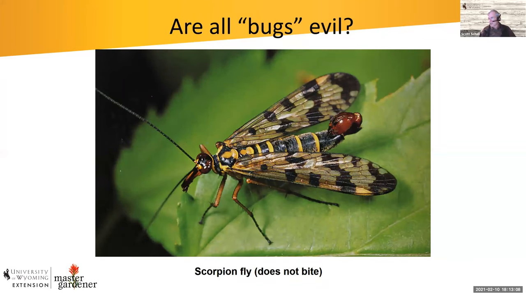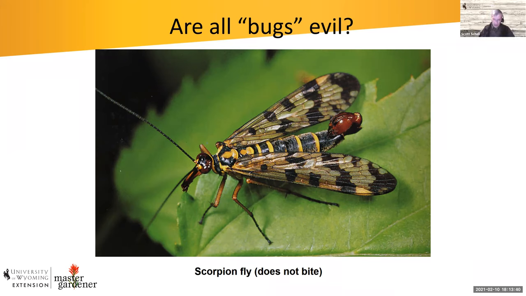Now, are all bugs evil? No, no. As I said before, it's been estimated that of the species, and we haven't even described them all, there's only about 0.1% of them that are pests. And by pests, I mean things that compete with us for our food crops, or they feed on us or our animals or livestock or pets. They can destroy our structures, such as termites or carpenter ants. But the vast majority are harmless or innocuous or beneficial.